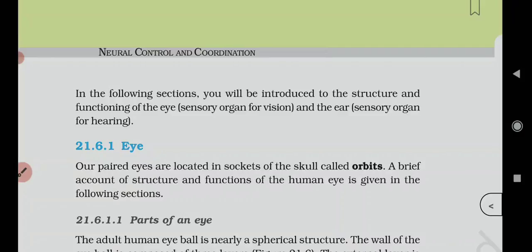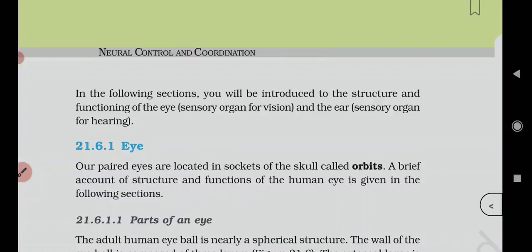Talking about optic nerves leaves the eye, and the retinal blood vessels enter it at a point medial to and slightly above the posterior pole of the eyeball. Photoreceptor cells are not present in that region, and hence it is called a blind spot. So the optic nerves leave the eye, and the retinal blood vessels enter it at a point medial to the posterior pole of the eyeball and slightly above the posterior pole of the eyeball.